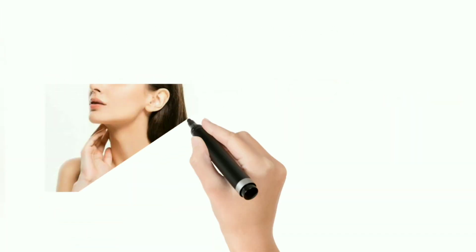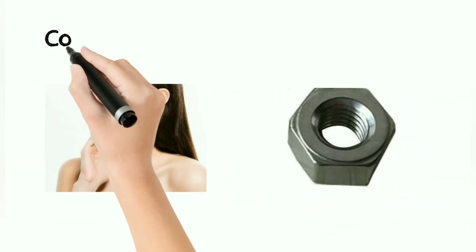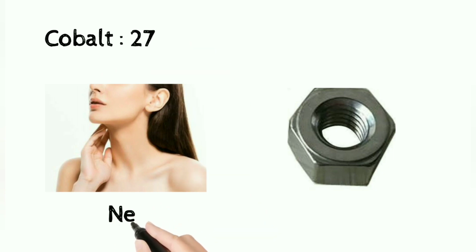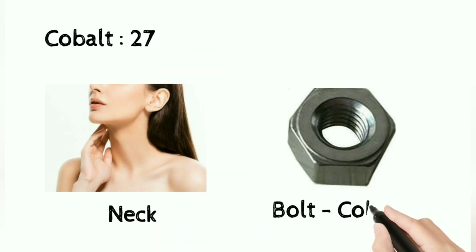Cobalt with atomic number 27. Here the peg word is neck, a female's neck, and the mnemonic for the element cobalt is bolt, the tool which we all use. The story here is a female is wearing a bolt on her neck as a part of fashion, following the new trend. The story is simple. A female is wearing a bolt on her neck. From this word bolt, you can easily come up with the element cobalt.